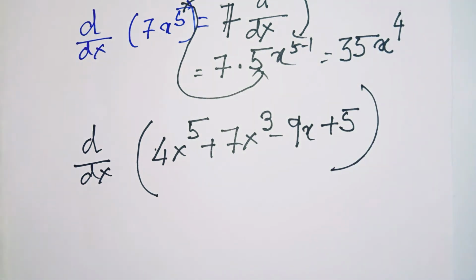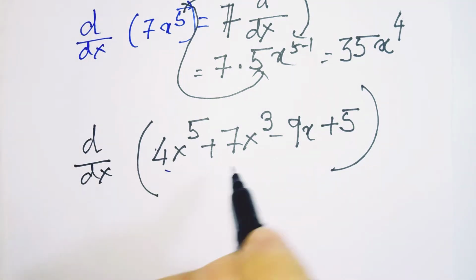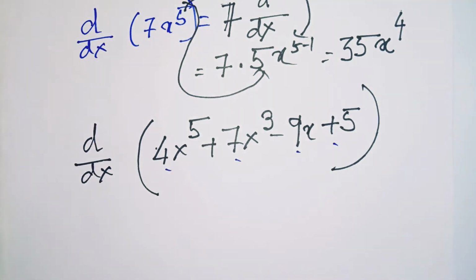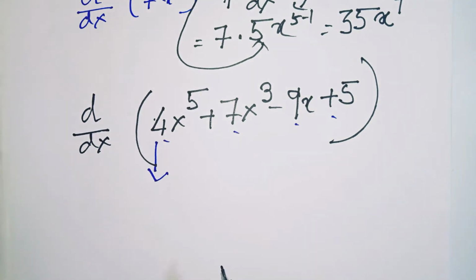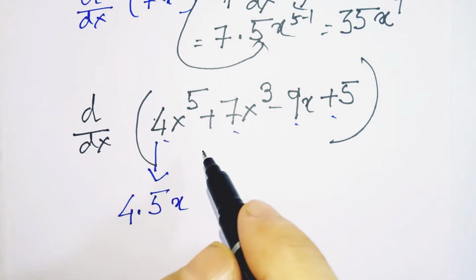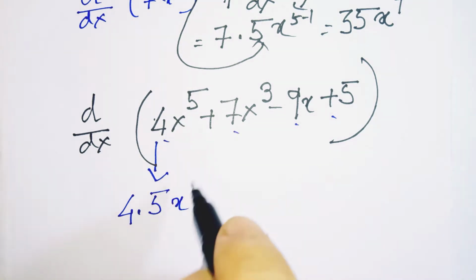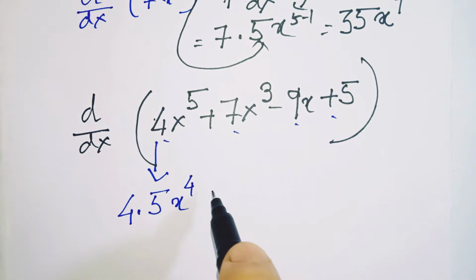So how do you find it? Just remember, it is nothing difficult. What we need to do is find the derivative of each of these terms individually, right? So first, we take down this, 4. We bring this at the front, then we reduce the power. I am not writing it again, so this was 5 minus 1 equals 4.